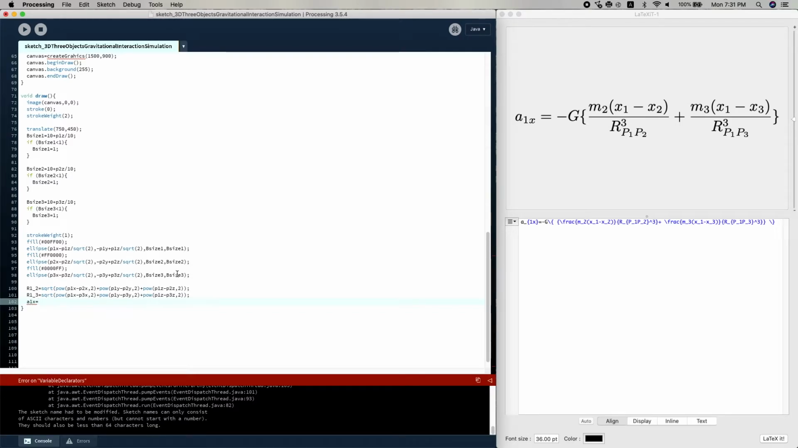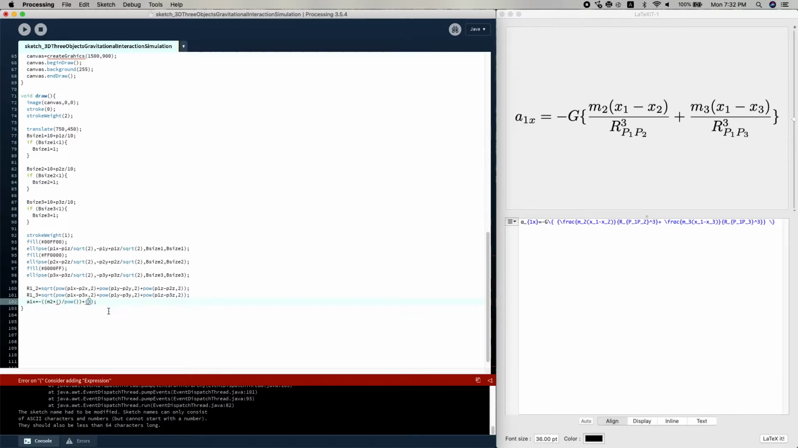Alright, so that's going to give us minus of some big bracket, and that big bracket is constructed by two smaller brackets, so two smaller fractions. And our first fraction is going to be m2 times some fraction again, divided by some power.